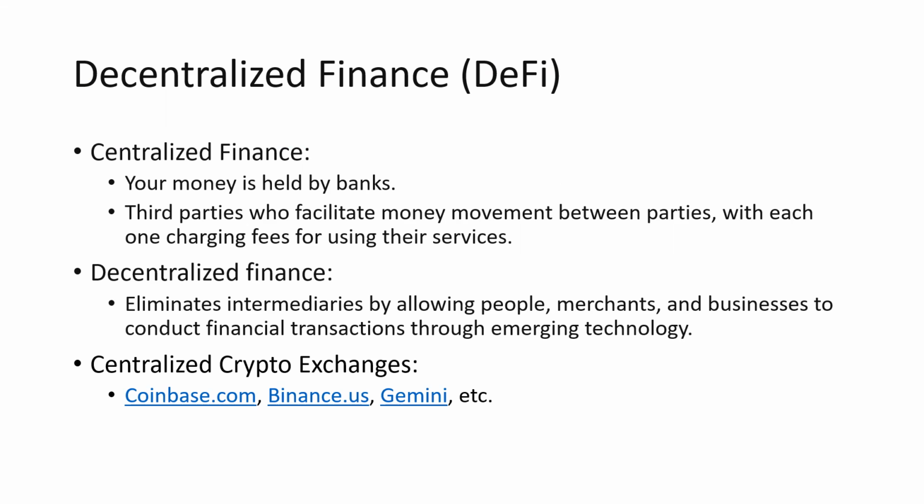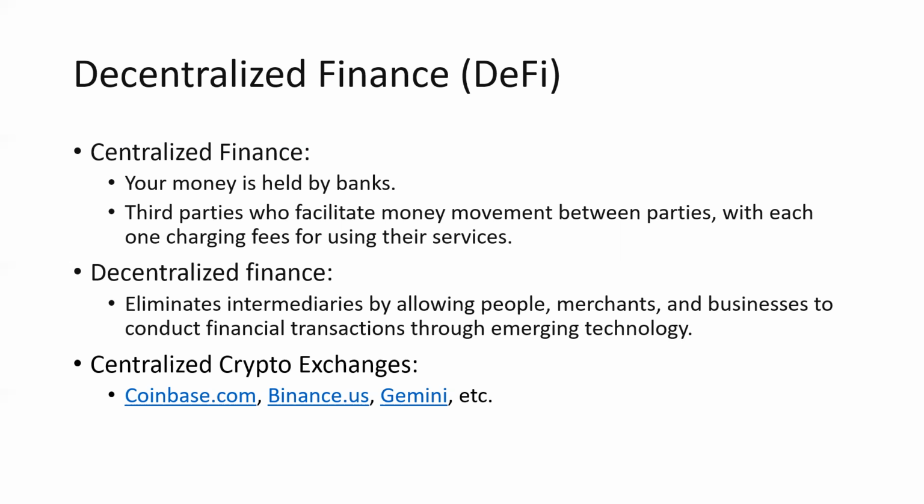The banks are a sort of centralized finance, because, for example, if you want to transfer your money to another person, you are going to go through your bank account, right? You can use online, or you can go to a local bank. Then you can make a request to transfer your money to another person. This is centralized finance. There are many third parties who facilitate money movements between parties. At the same time, these third parties charge a certain amount of fee for using their services.